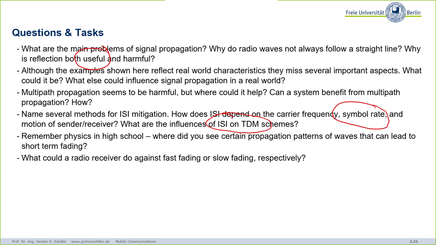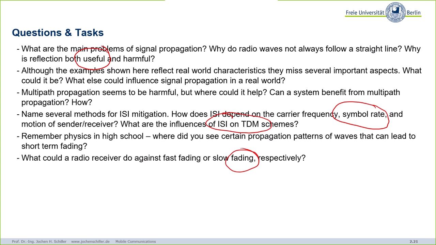We have then also one effect you should be aware of, and there the term is fading. Fading means the strength of the signal varies over time. This can be in a quite fast way, then you have fast or short-term fading, or it can be in a slow way, slow or longer-term fading.